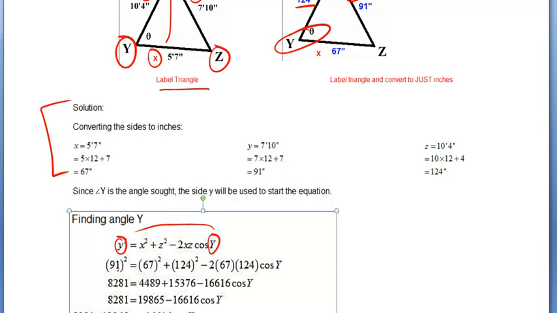So we show our substitution. Away we go. We start to calculate. 91 squared is here, 67 squared is here, 124 squared is here. 2 times 67 times 124 ends up being this. Now notice this is minus 166.16 times cos of y. So that's all stuck together. So don't try and add things up.